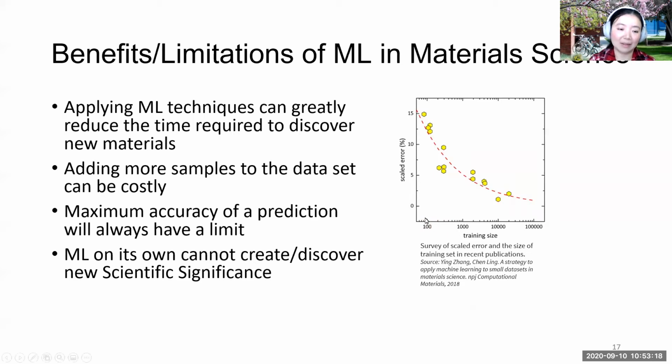The other challenge is that machine learning or AI on its own cannot create or discover new scientific significance. That means we cannot just use machine learning; we still need experiment and computational modeling to help us. So we have the benefit, we have the limitation. How can we better use this, minimize the challenge, and still use machine learning effectively to help advance or facilitate our material science research?